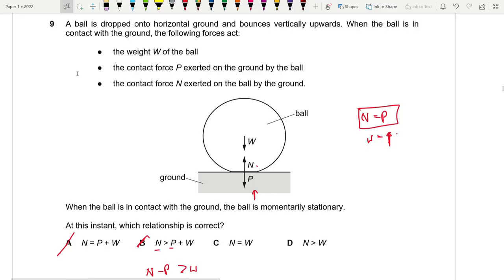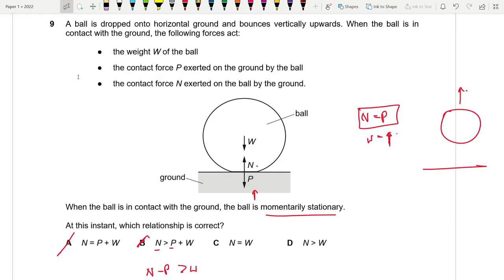So here, a ball is dropped onto horizontal ground and bounces vertically upwards, okay? It bounces vertically upwards. That means clearly, since it's going to bounce up any moment now, it's going to get a force from the ground. Weight is obviously going to act downwards all the time. If it was stationary, if it was not moving, yes, I do agree it is momentarily stationary, but that doesn't indicate what's going to happen in the future. It might move in the future, right?